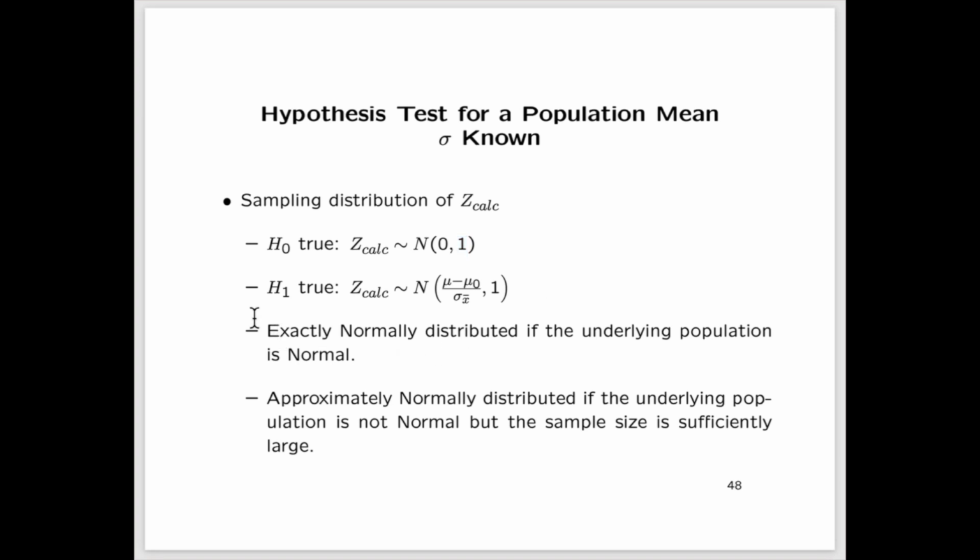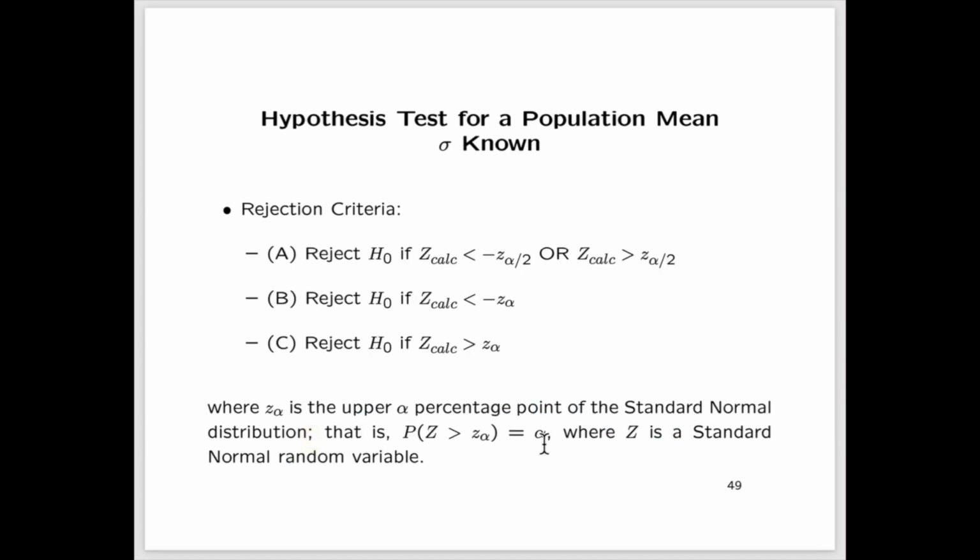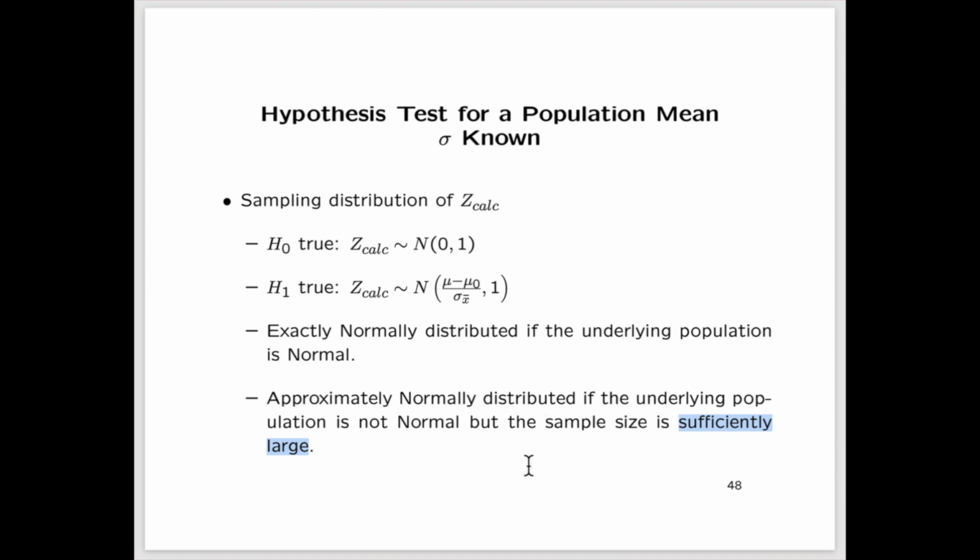And then finally, the shape of the sampling distribution of zcalc will be exactly normally distributed if the underlying population is normal, and it will be approximately normal if, regardless of the shape of the population we're sampling from, we have a sufficiently large sample size. Now, in making inferences about a population mean using the sample mean, sufficiently large can be as small as n equal to 30.